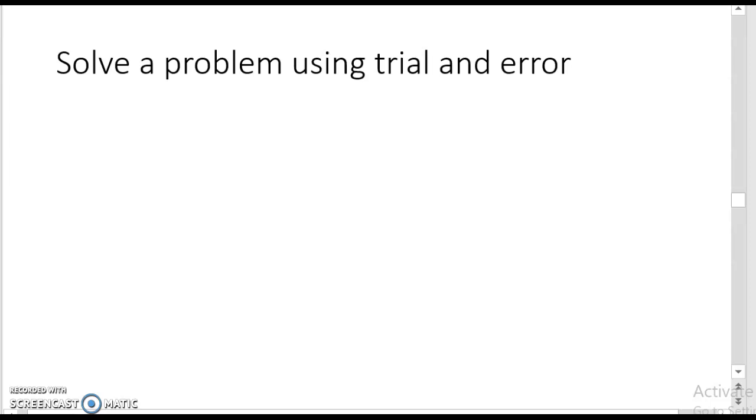Application problems with trial and error. Okay, so here's the thing. Sometimes when we have a problem and we're not really sure how to do it, the best part is just trying something, right? So we try something, we realize it didn't work, we try something else. So trial and error is the method that we are going to now use.